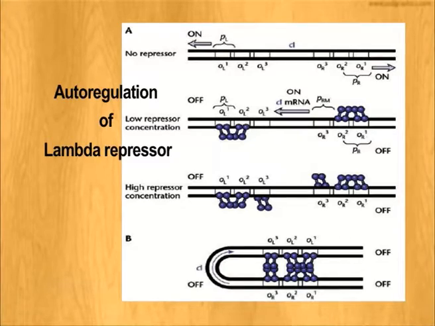And again, when C1 concentration is low, since it has least affinity for the OR3 region, this region will be free, and again PRM will be free. So RNA polymerase will again continue transcription from PRM. Thus, C1 protein maintains lysogeny within a very narrow range.